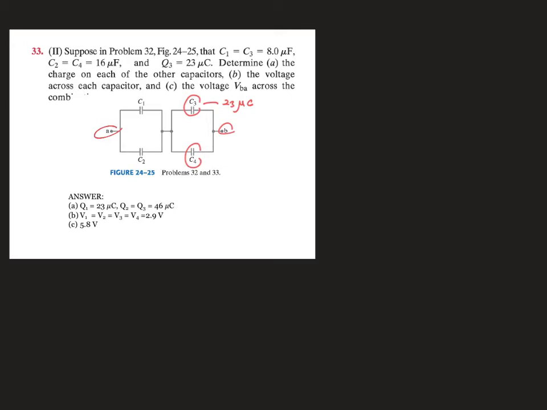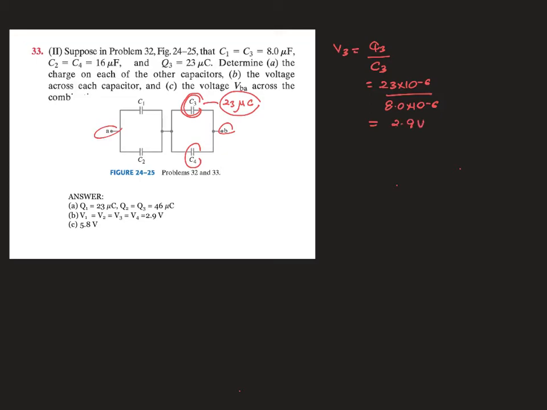So how to solve this kind of question? Because it's parallel, definitely the one that has the same physical quantity is the voltage. So we find the voltage here first, because we already know the charge and we already know the value of C3. So V3 equals Q3 over C3. Q3 is 23 microcoulomb and C3 is 8 microfarad. So your potential difference here will be 2.9 volt.